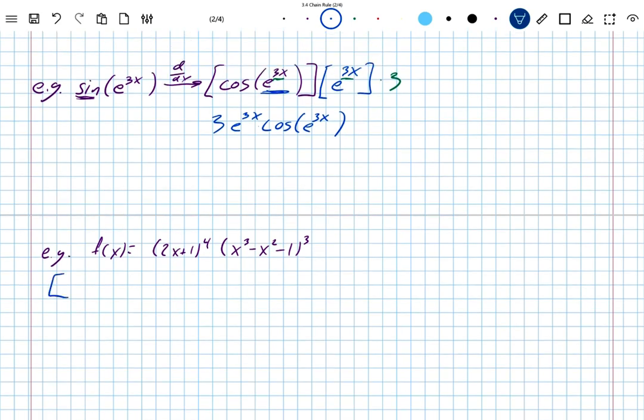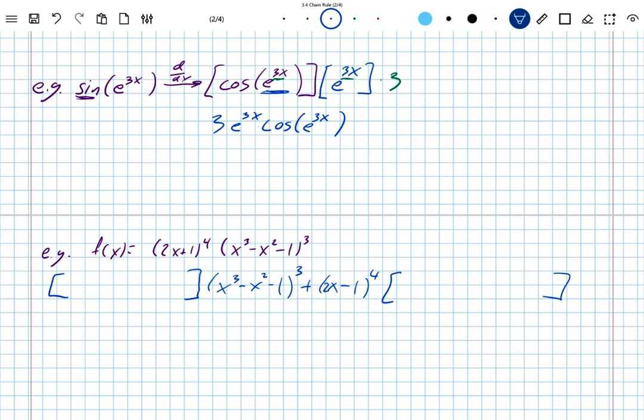We're going to have the derivative of the first, whatever that is, leave the second alone, plus we're going to leave the first alone, and take the derivative of the second. So let's go ahead and take those derivatives now.